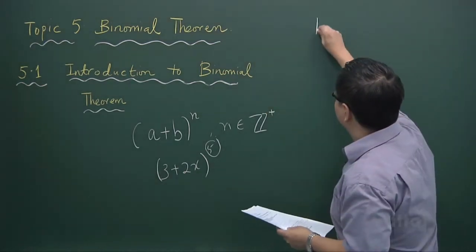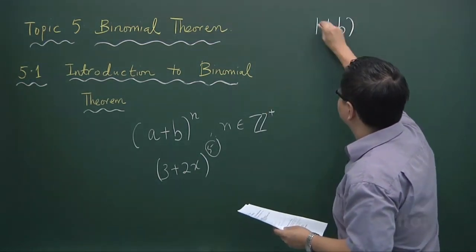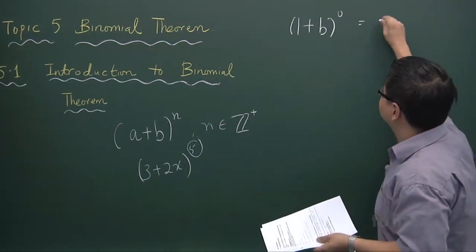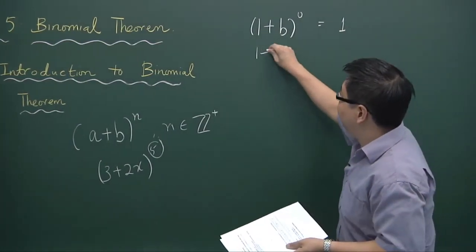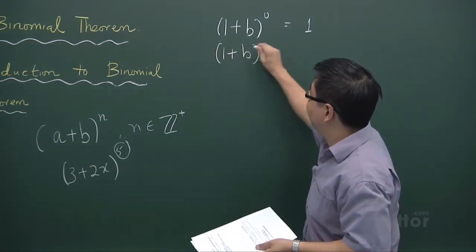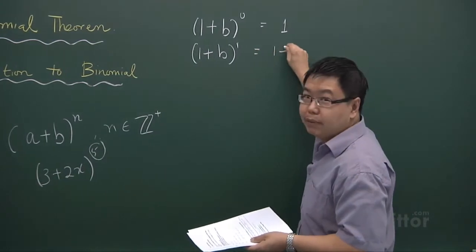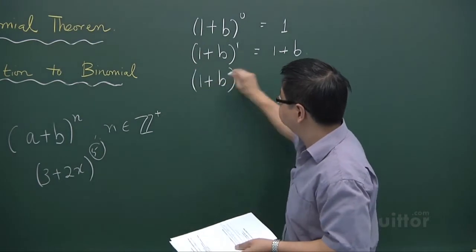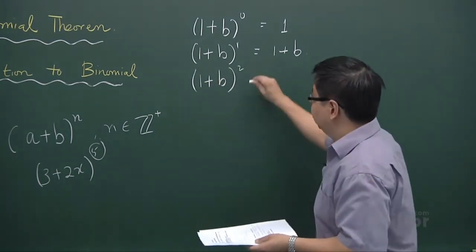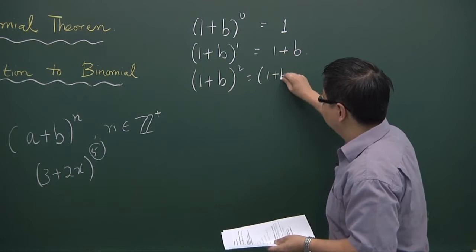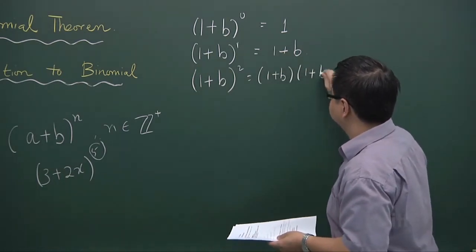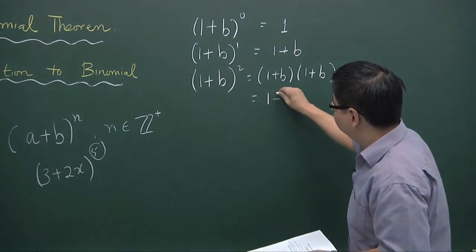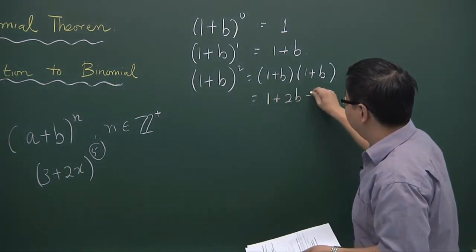For example, based on your notes, let's look at (1 + b)^0. In this case, anything to the power of 0 will be 1. If you look at (1 + b)^1, that of course gives you 1 + b. Let's look at something more, (1 + b)^2. It's the same as (1 + b) multiplied by (1 + b), and with term by term expansion, you will get 1 + 2b + b^2.